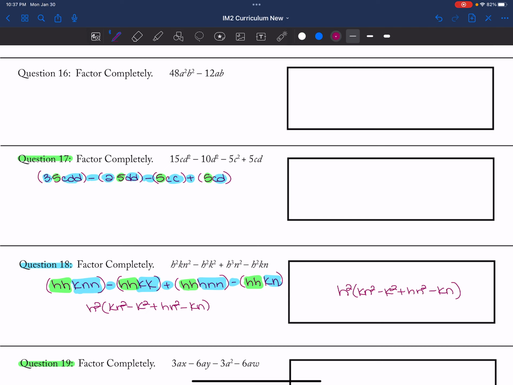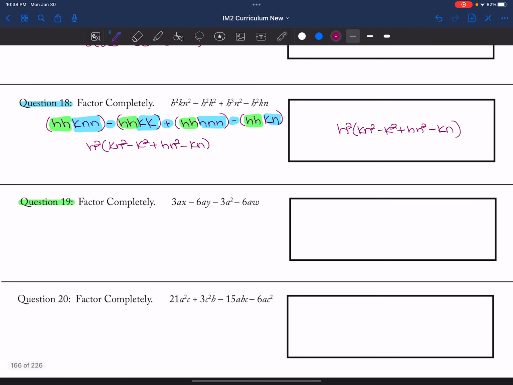Okay, so I am factoring out just a 5, and I'm left with 3cd squared minus 2d squared minus c squared plus cd. Okay, so 5 times 3cd squared minus 2d squared minus c squared plus cd. Okay, 19.